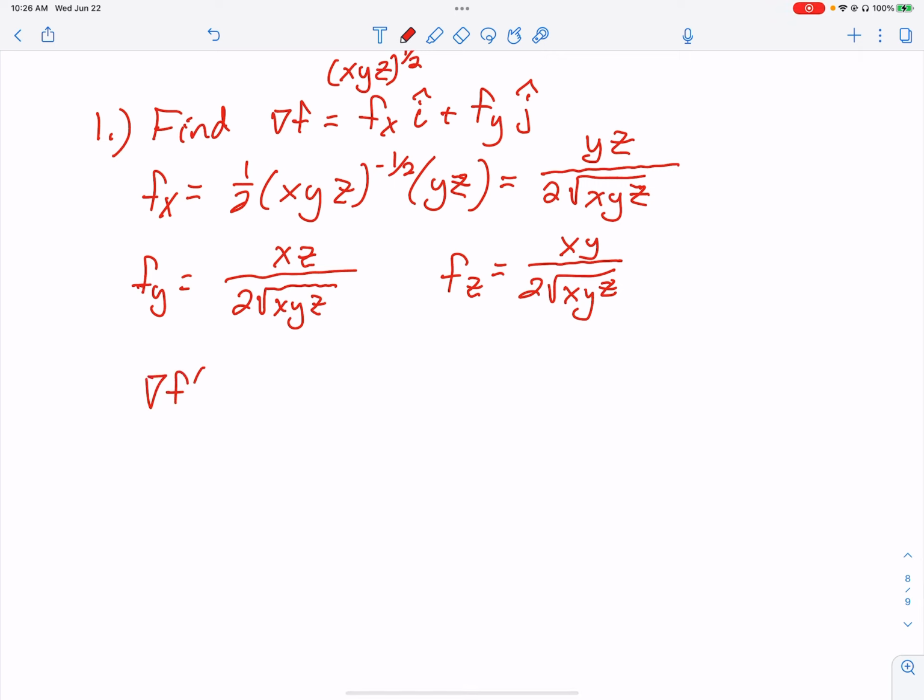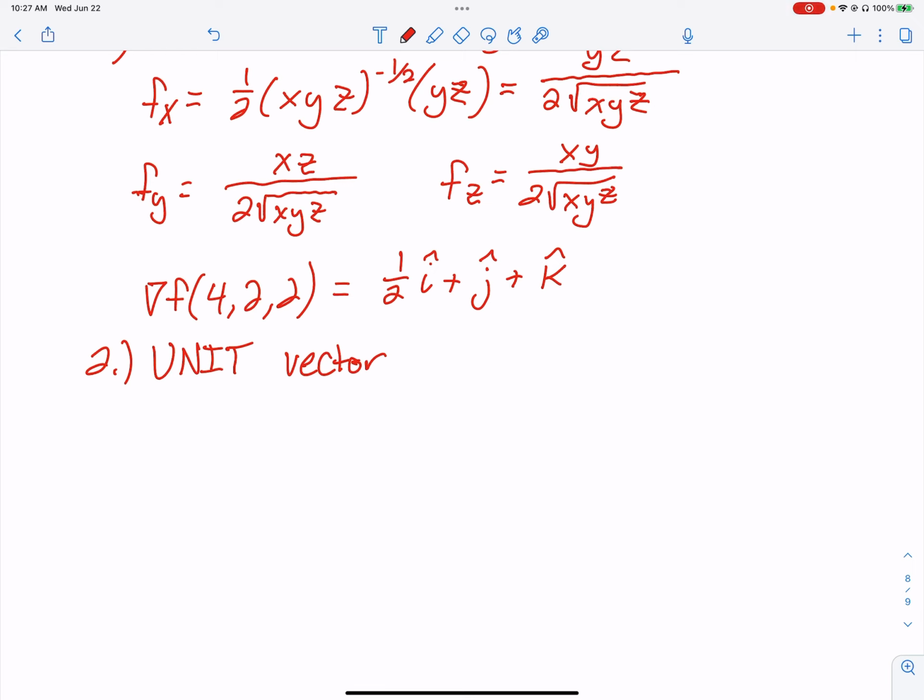I'm just going to do del f at the point, which was 4, 2, 2. So I'm going to plug in each component there. Once we do that, we get 1/2 i plus 1j plus 1k. Kind of crazy, it works out that way. So you would just plug 4, 2, 2 into each component and get them there. Right? Step 2 was the unit vector. Unit in capital letters. That's where all my students' mistakes are: they don't make it a unit vector.